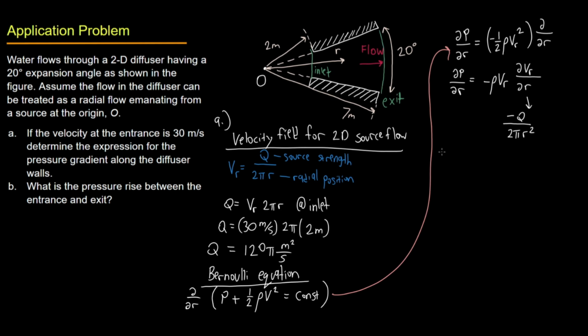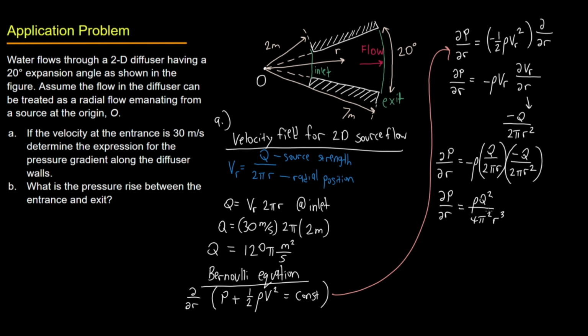And with that, we can then do dp/dr is equal to negative rho. Vr is Q over 2 pi r times this expression right here, which is negative Q over 2 pi r squared. So we can simplify all of this, and we'll get dp/dr is equal to, it's not going to be negative because we have two negatives that cancel out. And so it's going to turn into rho Q squared over 4 pi squared r cubed.